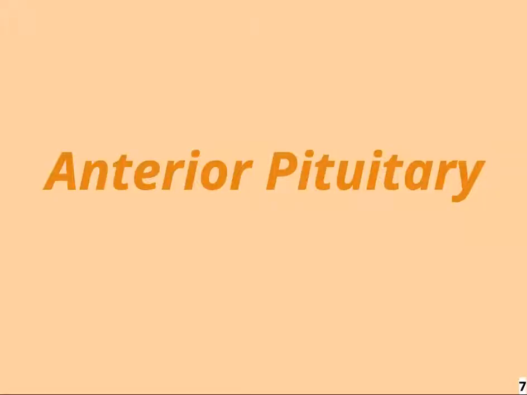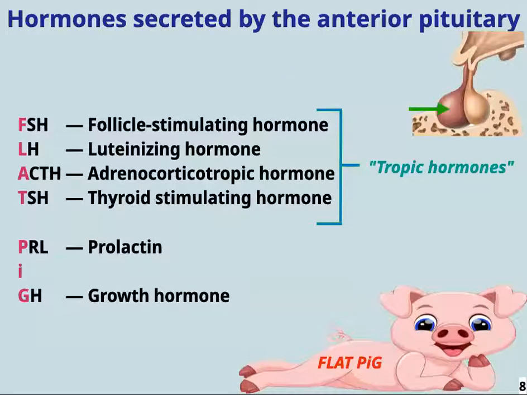Now we're going to take a look at the hormones secreted by each. First, the anterior pituitary. These are the important hormones secreted by the anterior pituitary that you should be aware of, and I like to use the mnemonic flat pig: FSH, LH, ACTH, TSH, PRL, which stands for prolactin, and GH, growth hormone. That is follicle stimulating hormone, luteinizing hormone, adrenocorticotropic hormone, thyroid stimulating hormone. Just say these again and again, and you'll get used to these terms. Okay, so tropic hormones.